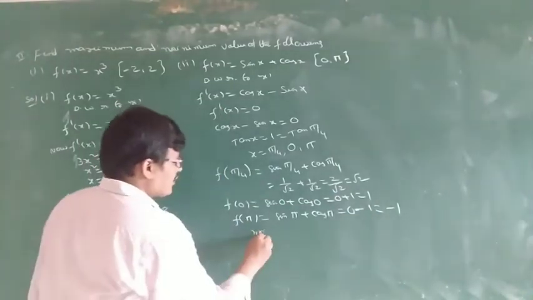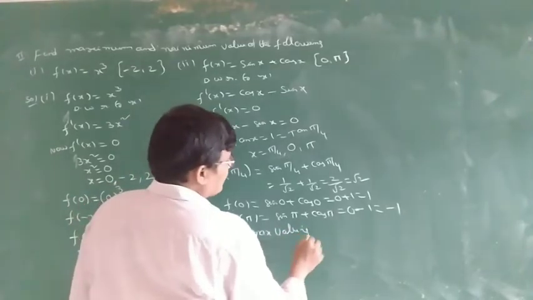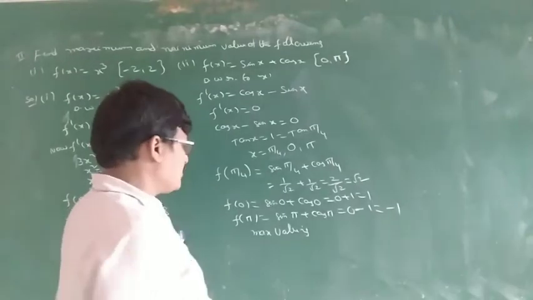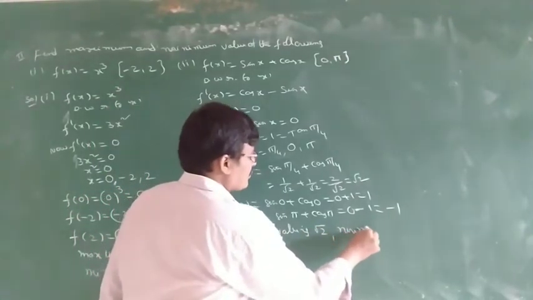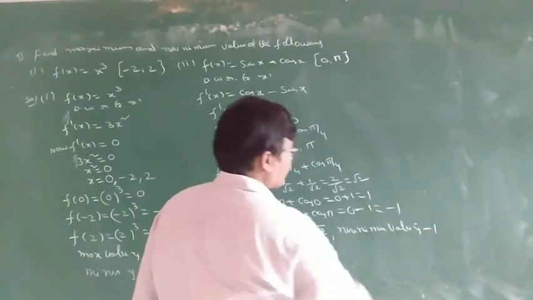In these 3 values, what is the maximum value? The maximum value is root 2. Root 2 is 1 point something. So the maximum value is root 2, and the minimum value is minus 1.